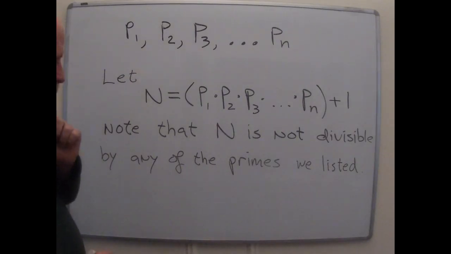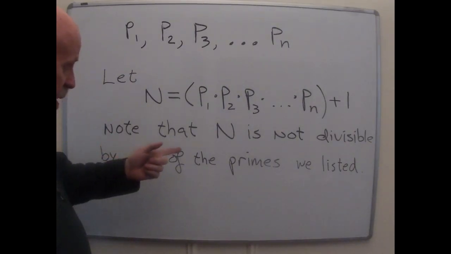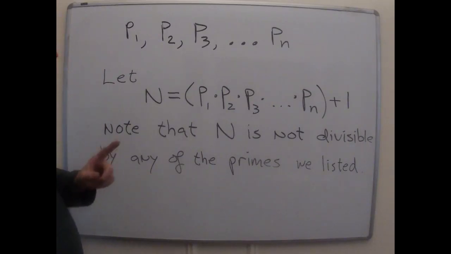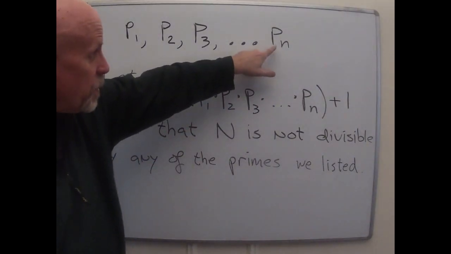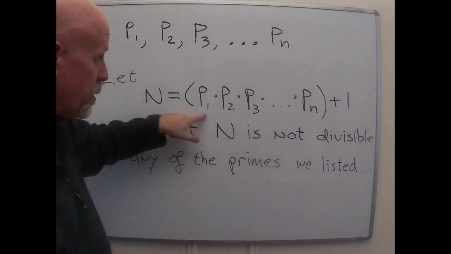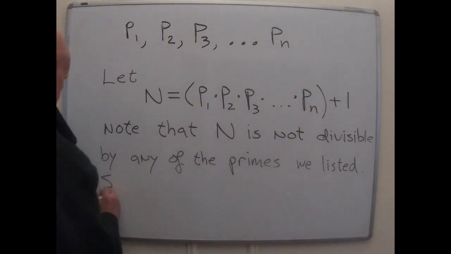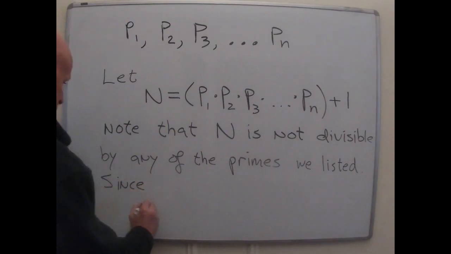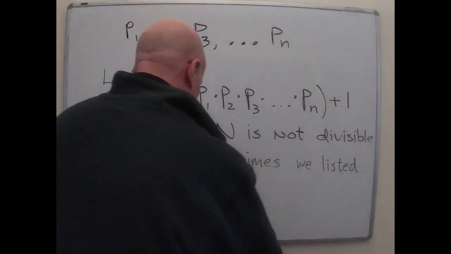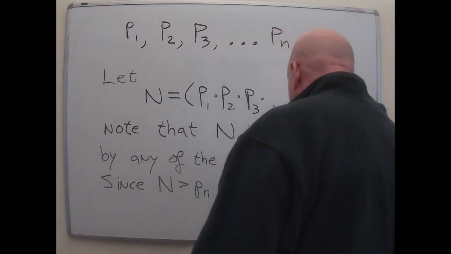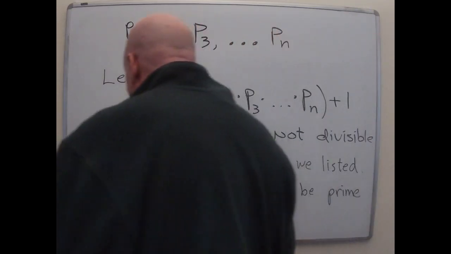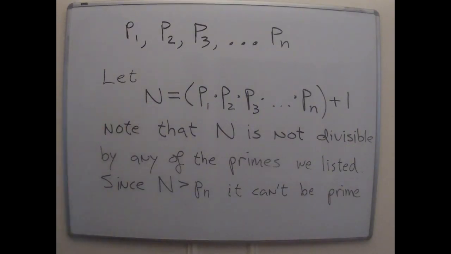Here's a funny little moment. A lot of people go, well, wait a minute, that means N is a prime. If it's not divisible by the other primes, you've just discovered a new prime. But that actually can't be true in the universe we're working in, because p_n here was supposed to be the biggest prime. And N is way bigger than p_n. It's p_n times all this other junk plus 1. So since N is larger than p_n, it can't be prime. But its prime factors, whatever they are, are also not on our list.